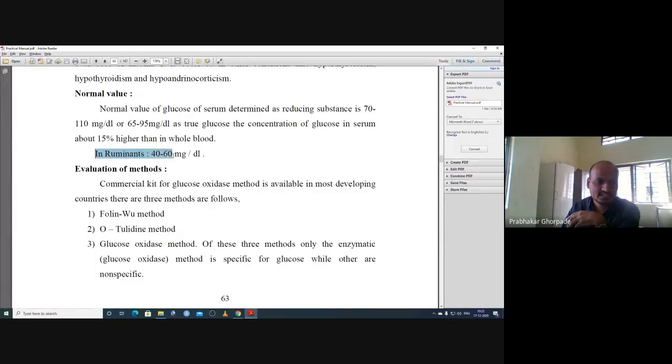If you look at ruminants, the ruminant blood glucose level is 40 to 60 milligram per deciliter. If you see humans, the range is quite higher, 72 to 110 milligram per deciliter. So if you take 100 ml of blood, you can find a value of 70 to 110 milligram per deciliter in humans. In ruminants, this value is on the lower side, that is 40 to 60 milligram per deciliter.